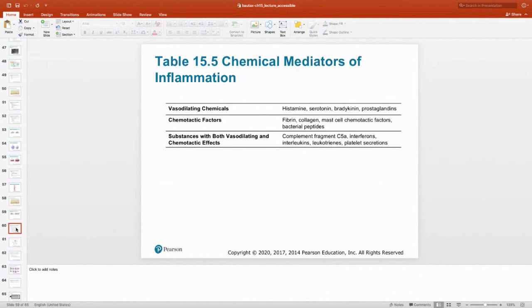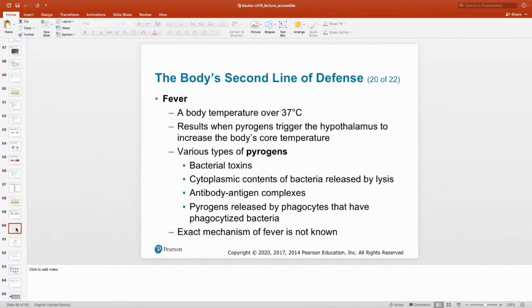The next thing, and I think is the last thing we talk about, in the innate secondary line of defense is fever. And we define fever as a body temperature over 37 degrees Celsius, which is 98.6. It results when these things called pyrogens, which are things that will trigger the hypothalamus to increase the body's core temperature.